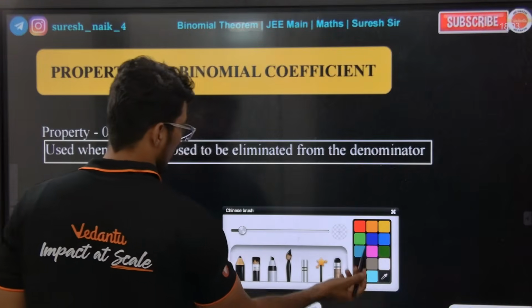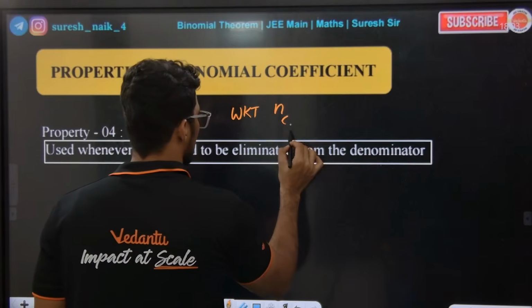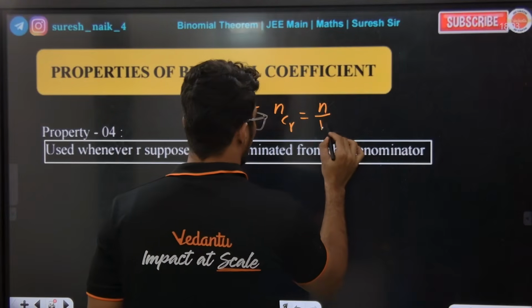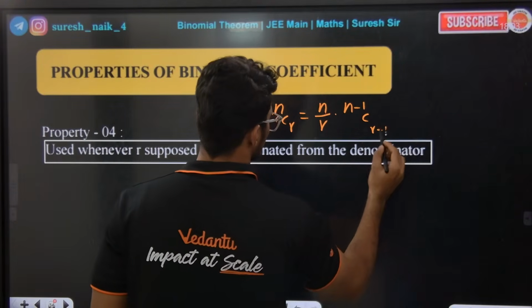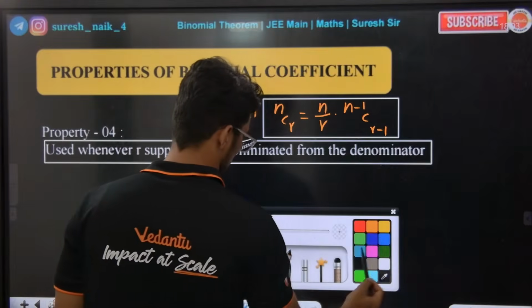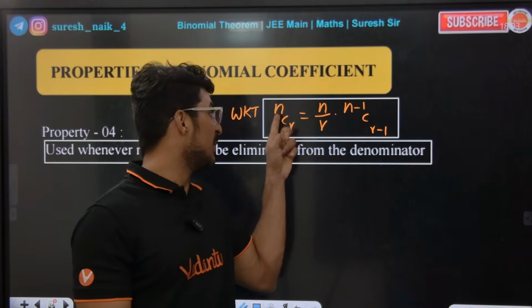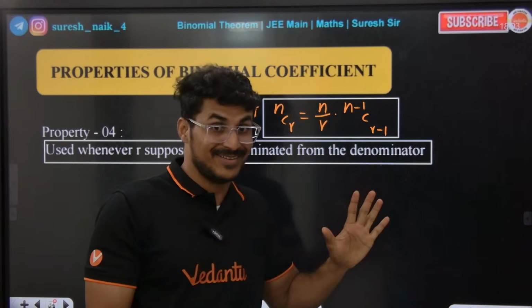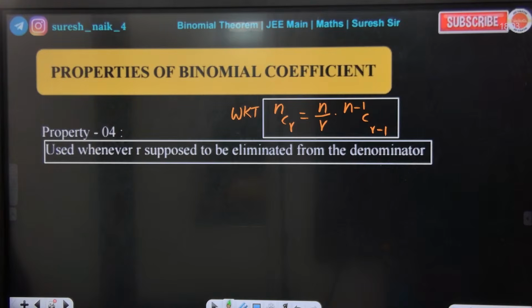Listen to the class, guys. We know that nCr can also be written as n by r into (n minus 1)C(r minus 1). Sir, nCr can always be written as n by r into (n minus 1)C(r minus 1). This is the property I am going to take as a reference to write property number 4.